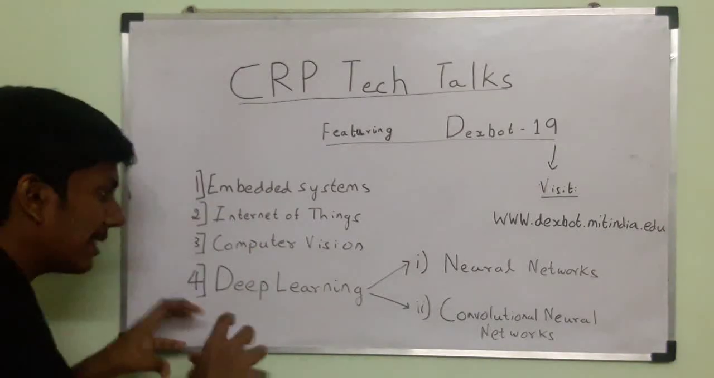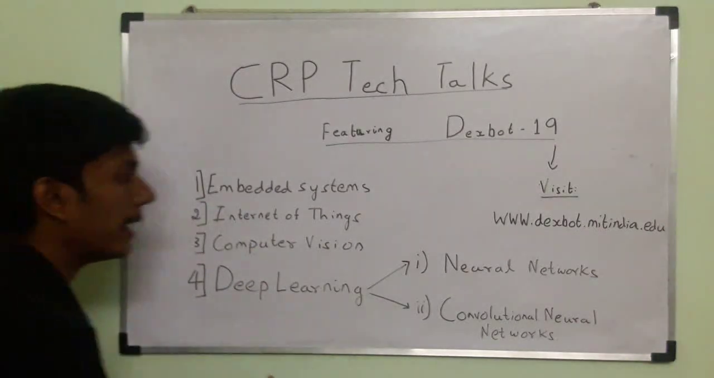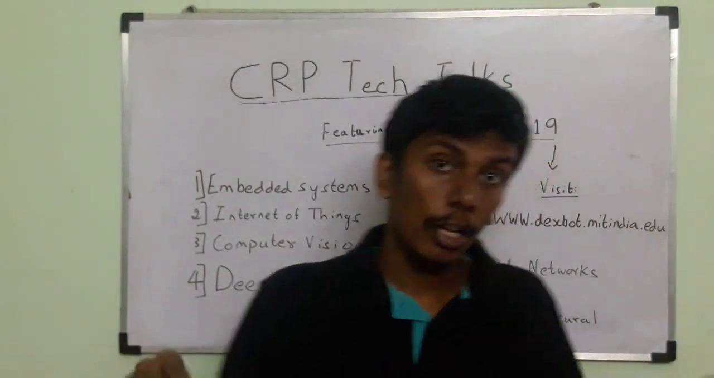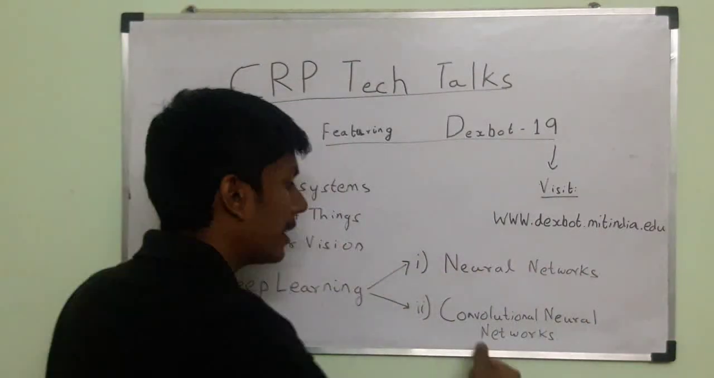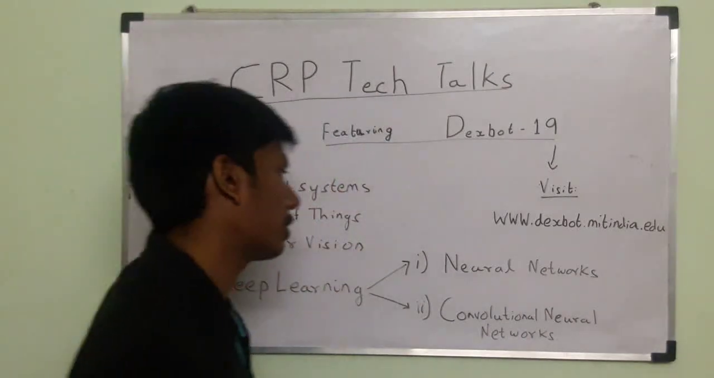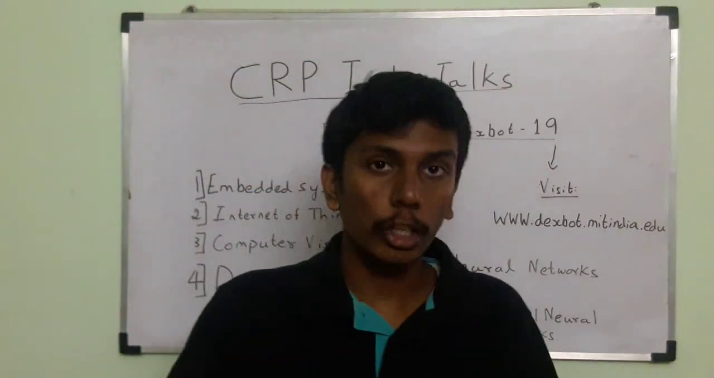For the first 3 weeks, we saw about embedded systems, Internet of Things, and computer vision. Now the next topic which we will be seeing about is deep learning, and we will be splitting it into two videos. In this video, we will be speaking about neural networks, and next week we will be speaking about convolutional neural networks. Okay, so now let's get started with neural networks.